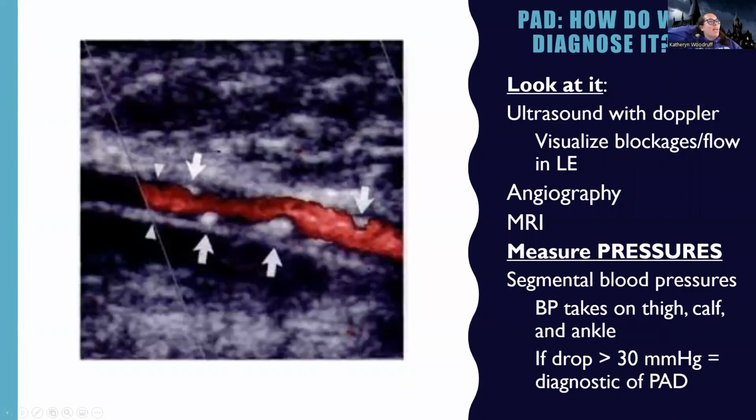So how do we diagnose PAD? We usually diagnose it by looking at a Doppler ultrasound, and this is super helpful. If I'm ever checking a patient's pulses and I don't feel anything, we have little Dopplers that we can use as nurses, just for the sound of it.